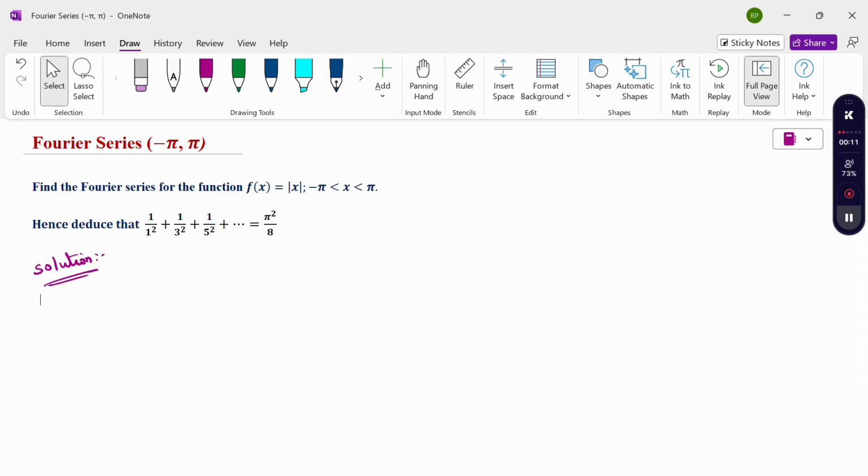In this section we are going to discuss a Fourier series problem on the interval minus pi to pi. See the problem: find the Fourier series for the function f of x equal to modulus of x, in the range minus pi less than x less than pi. Hence deduce that 1 by 1 square plus 1 by 3 square plus 1 by 5 square and so on equals pi square by 8.